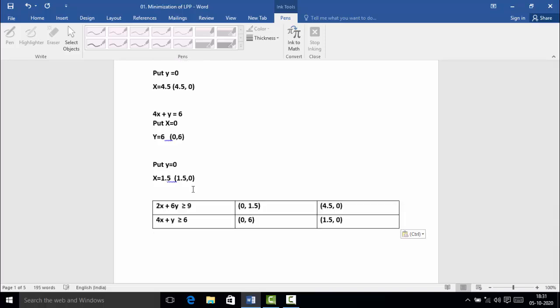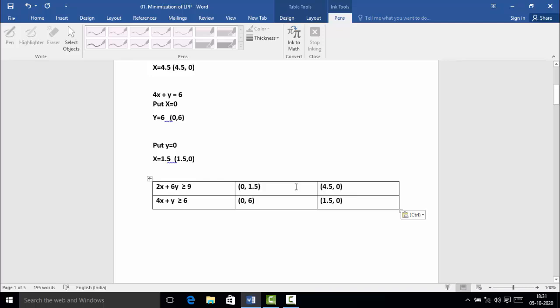Discussion. After this point I would like to summarize our discussion. Our first constraint was 2x plus 6y greater than or equal to 9. We converted that constraint into the equation and got two points: (0, 1.5) on the y axis and (4.5, 0) on the x axis. The second constraint was 4x plus 5y greater than or equal to 6. We converted this constraint into the equation and again got two points: (0, 6) on the y axis and (1.5, 0) on the x axis.